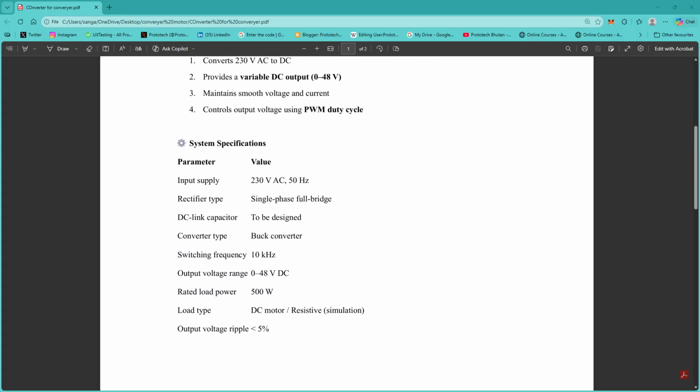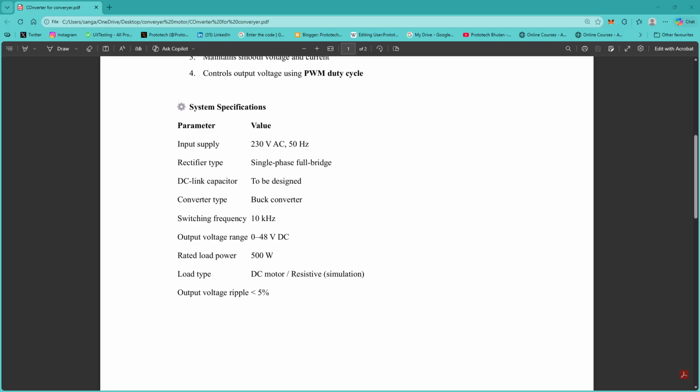The system consists of three main stages. Number one is AC to DC rectification. The second stage is DC to DC buck conversion using PWM, and stage 3 is the DC motor drive using armature voltage control.